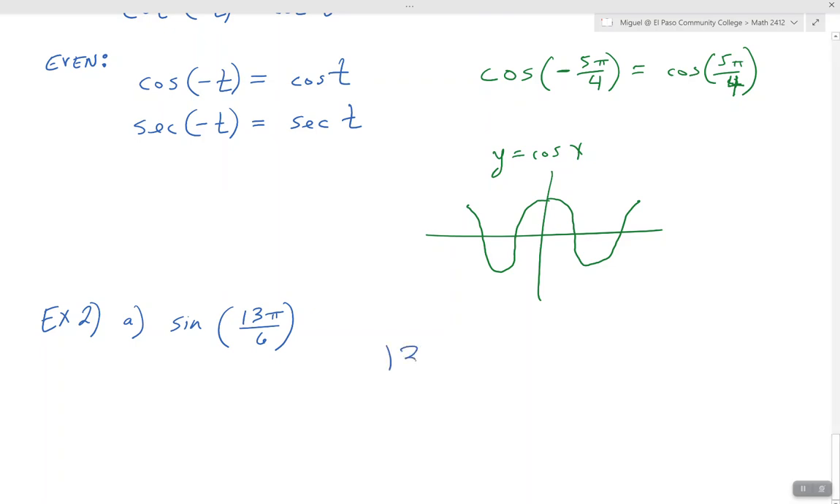So how can we think about 13 pi over 6? Well, how do we get 2 pi with a denominator of 6? That would be 12 pi over 6. And to get to 13 pi, I would have to add another pi over 6. Does that make sense? So 12 pi over 6 plus pi over 6 gives us 13 pi over 6. That's a true equation. Why 12 pi over 6? Because 12 pi over 6 is the same as 2 pi.